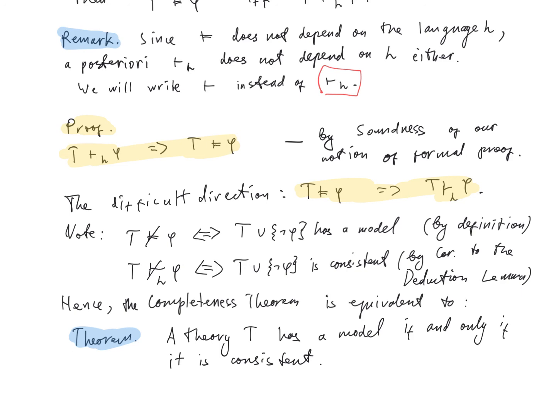Again, the first part of the equivalence is a semantic notion, admitting a model, so being satisfiable, all of the sentences in T being satisfiable in some structure. And the second part is syntactic. It talks about T not being able to prove any sentence phi simultaneously with its negation. We will begin the proof of this theorem in the next lecture.